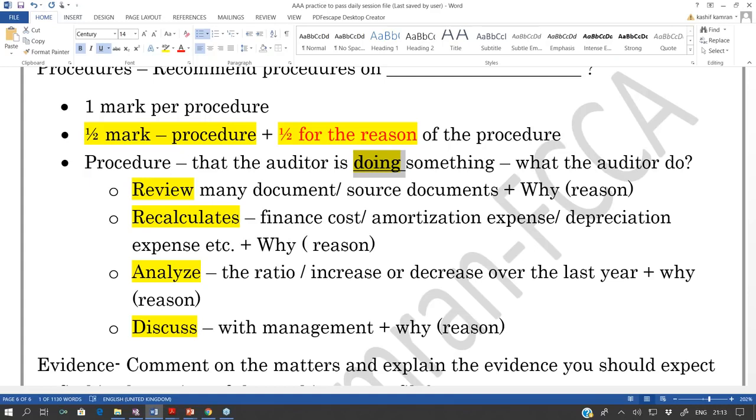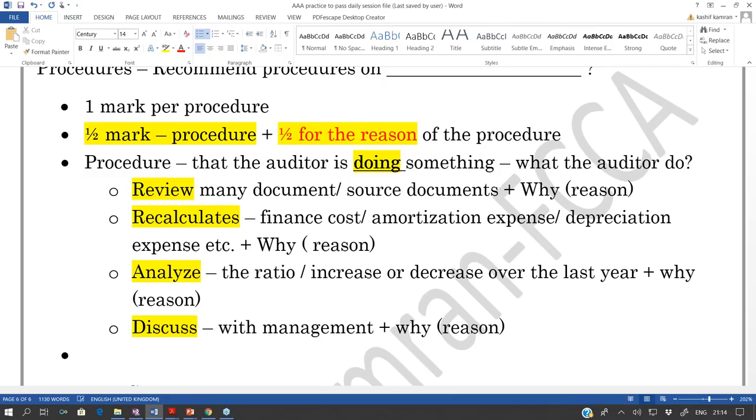Procedure means you're doing something, right? Procedure means to review something. Procedure means to recalculate something. Procedure means to analyze something. And procedure means to discuss something, right? And is everyone clear on the marking allocation of a procedure? Half a mark for a procedure and half a mark for a reason. Now you go down further.